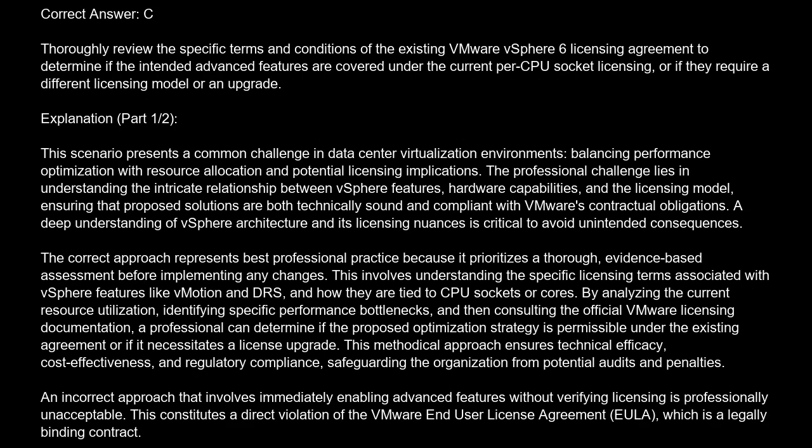The correct answer is C. Thoroughly review the specific terms and conditions of the existing VMware vSphere 6 licensing agreement to determine if the intended advanced features are covered under the current per CPU socket licensing, or if they require a different licensing model or an upgrade. Explanation. This scenario presents a common challenge in data center virtualization environments, balancing performance optimization with resource allocation and potential licensing implications.